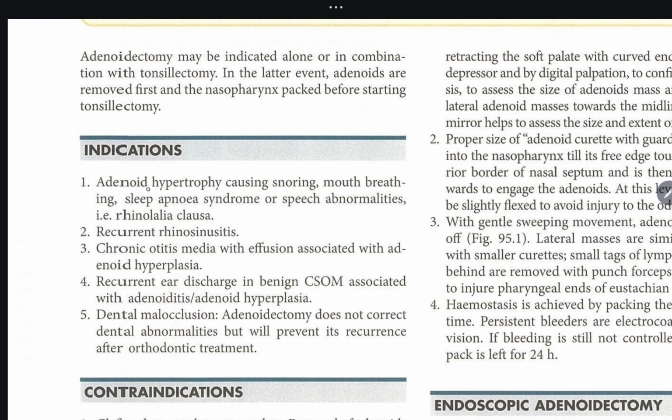Indications: 1. Adenoid hypertrophy causing snoring, mouth breathing, sleep apnea syndrome, or speech abnormalities, that is, rhinolalia clausa. 2. Recurrent rhinosinusitis. 3. Chronic otitis media with effusion associated with adenoid hyperplasia. 4. Recurrent ear discharge in benign CSOM associated with adenoiditis or adenoid hyperplasia. 5. Dental malocclusion. Adenoidectomy does not correct dental abnormalities but will prevent its recurrence after orthodontic treatment.